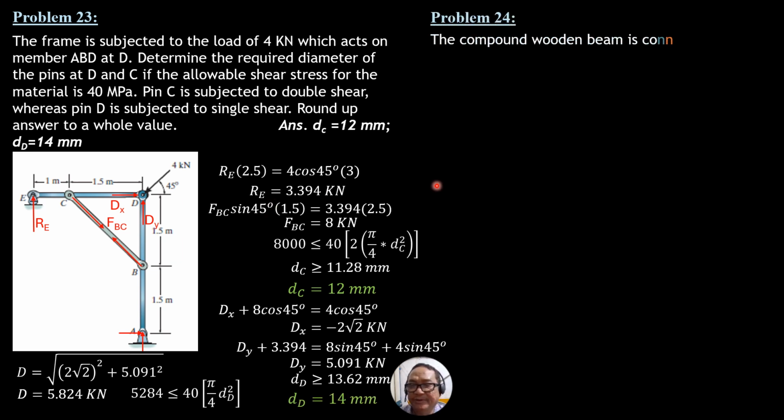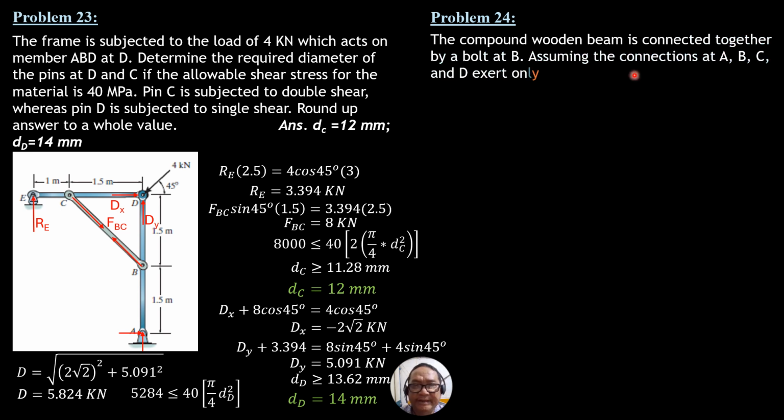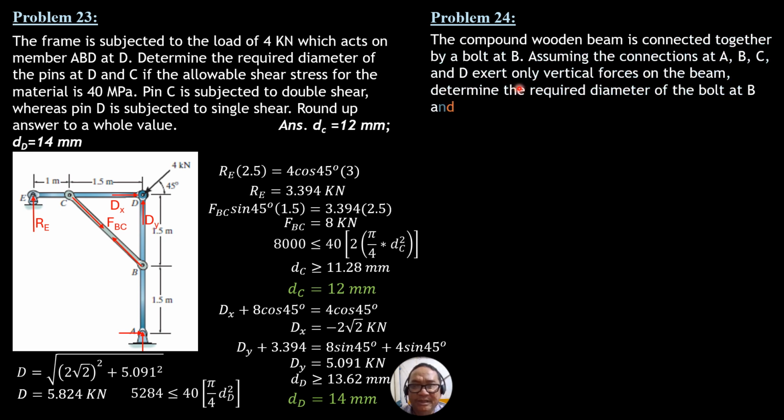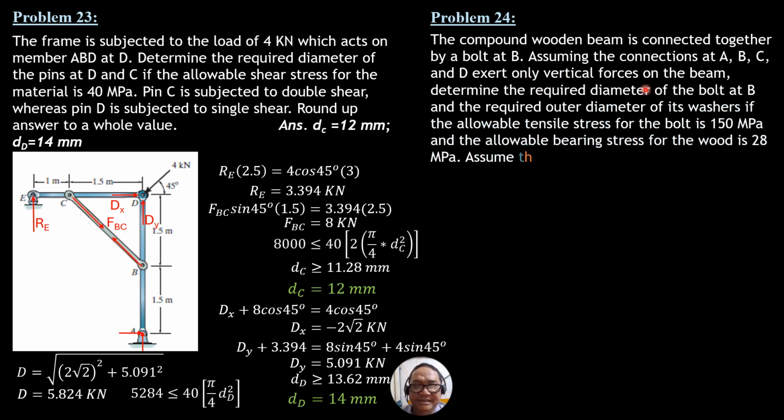Then next problem, 24. The compound wooden beam is connected together by a bolt at B. Assuming the connections at A, B, C, and D exert only vertical forces on the beam, determine the required diameter of the bolt at B and the required outer diameter of its washers if the allowable tensile stress for the bolt is 150 megapascals and the allowable bearing stress for the wood is 28 megapascals. Assume that the hole diameter in the washers has the same diameter as the bolt.